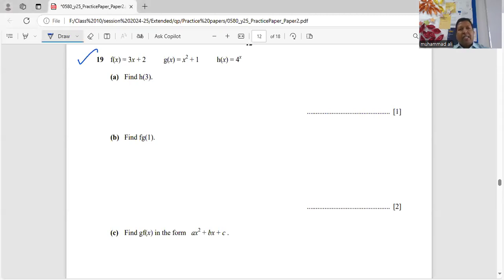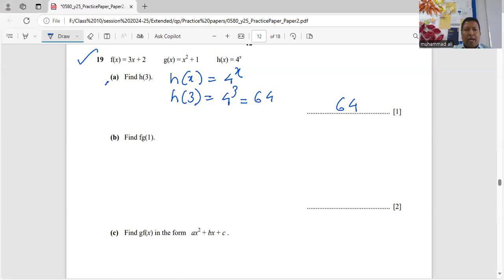19. f(x) equals 3x plus 2, g(x) equals x squared plus 1, h(x) equals 4 to the power x. Find h(3). So the h(x) function is 4 to the power x. So h(3) equals 4 to the power 3. That means 64. We have to write here 64.